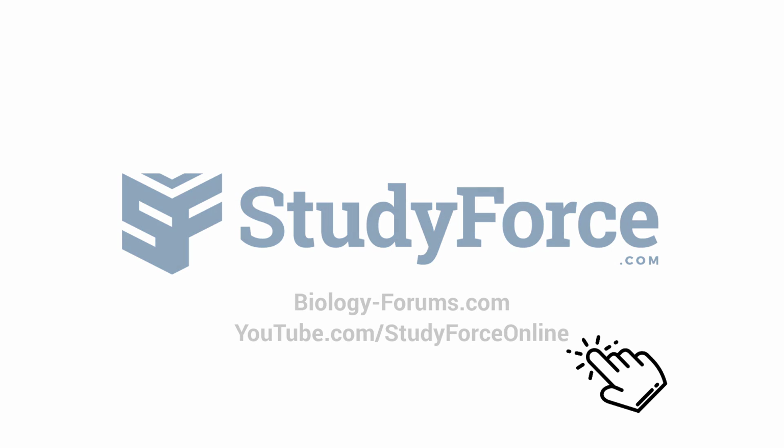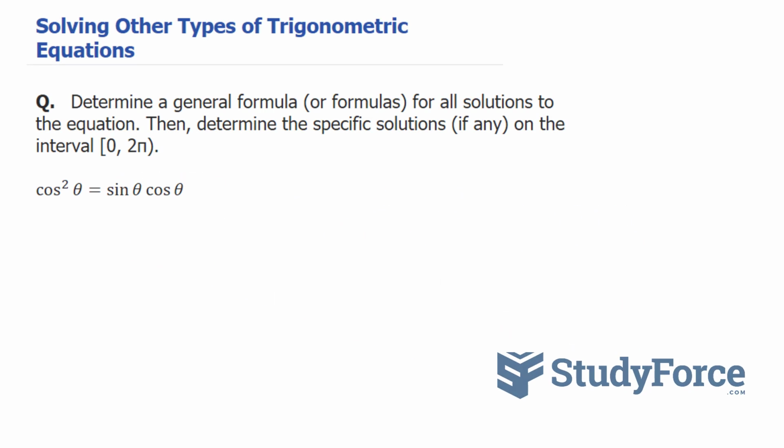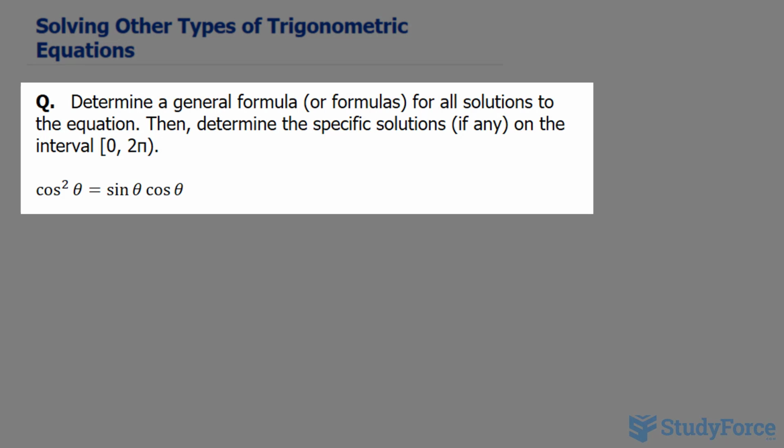In this lesson, I'll show you how to solve unusual trigonometric equations. The question reads, determine a general formula or formulas for all solutions to the equation, then determine the specific solutions, if any, on the interval between 0 and 2 pi.